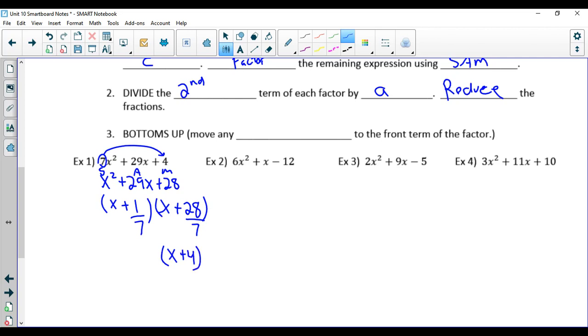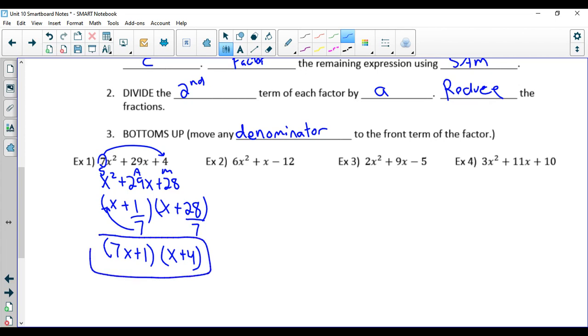I can't reduce 1/7, so this is where I do the bottoms up. So bottoms up is move any denominator to the front term of the factor. So this 7 moves out in front of the x. So I get 7x plus 1. Doing a quick FOIL check, even if it's just the first and last, 7x times x gives us 7x squared. 1 times 4 gives us 4. So we're most likely good.